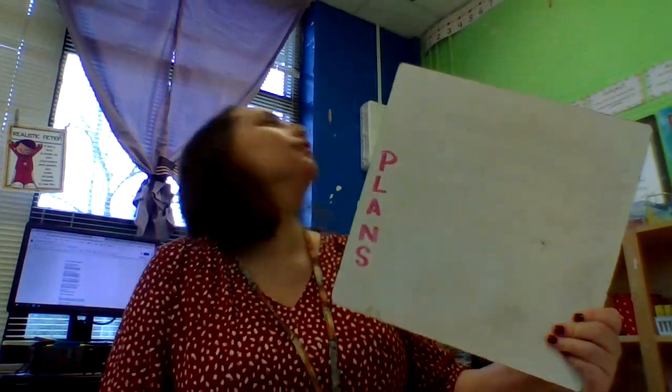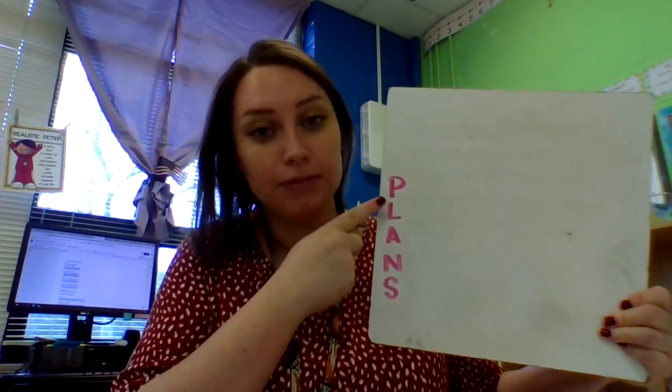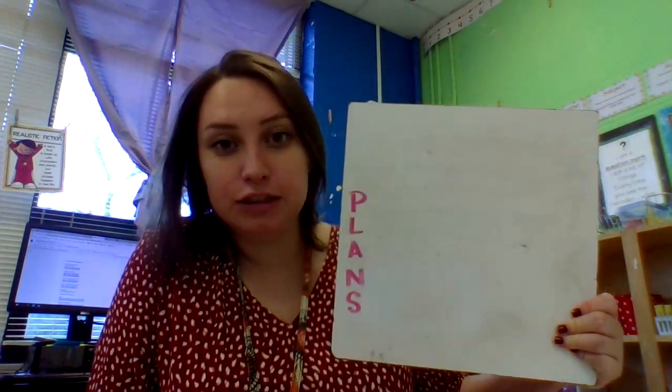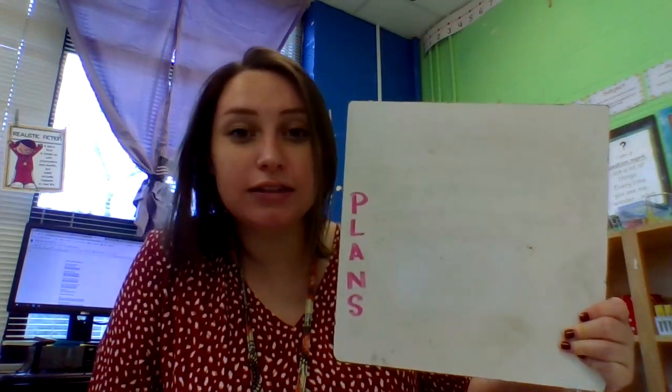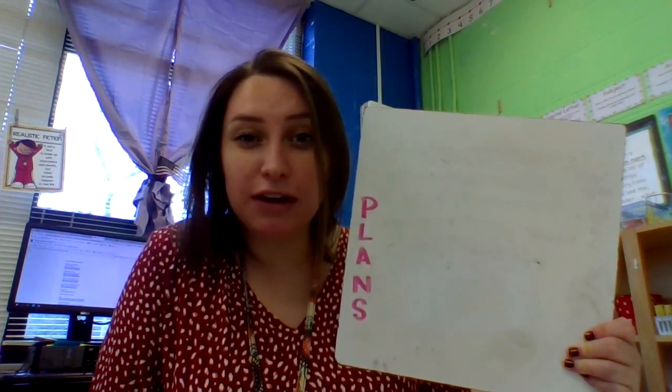Now remember, when I use plans, which I have right here, I think about what each letter stands for. So the P stands for problem type. What is this asking me to do? Is this asking me to find out how many there are altogether, or is it asking me to find the difference? Is it asking me to subtract?